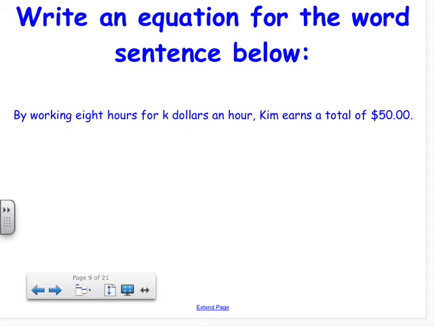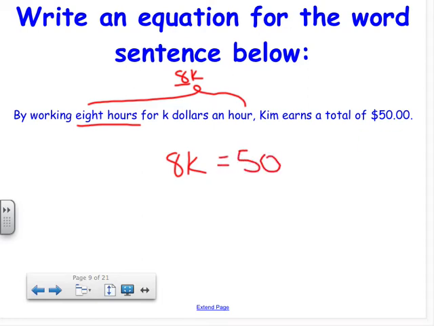Okay, so by working 8 hours for K dollars an hour, so that's K dollars per hour, right? She works 8 hours, so that would be probably 8K. Notice I put 8 in front of the variable because coefficients typically go in front. Kim earns a total of $50. Now you may have thought, wow, there's no "is." So is it an expression or an equation? Well, this is still a statement of equality between two things. So 8K, 8 times the number of hours she worked, is equal to $50. So this one's a little bit different because you don't see the word "is." But you do know that those two things, 8K and 50, are equivalent to each other. That's why it's an equation.